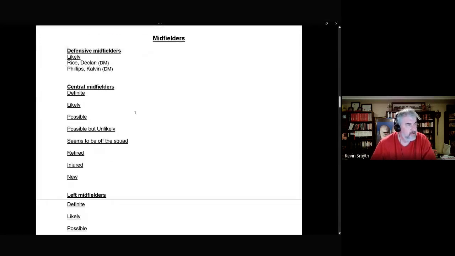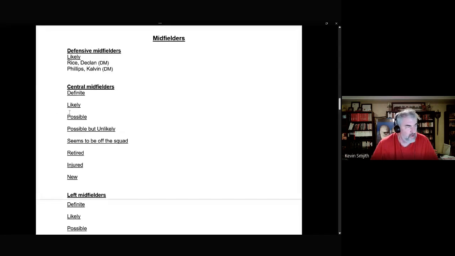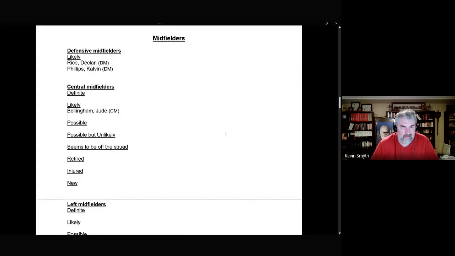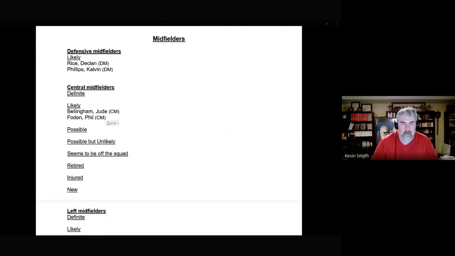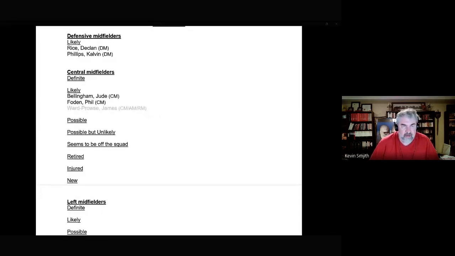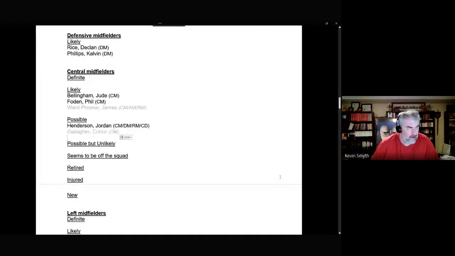Whoop, there we go. And central midfielders, we have 3 likely candidates and 2 possibles. So Jude Bellingham is a likely candidate. Phil Foden is classified as a central midfielder, although I see him more as an attacking midfielder or a winger, but he's here. We'll talk about him here. And James Ward-Prowse, one of the only players we're talking about today who has never been in a tournament. And as possible candidates, we have Jordan Henderson and Conor Gallagher.